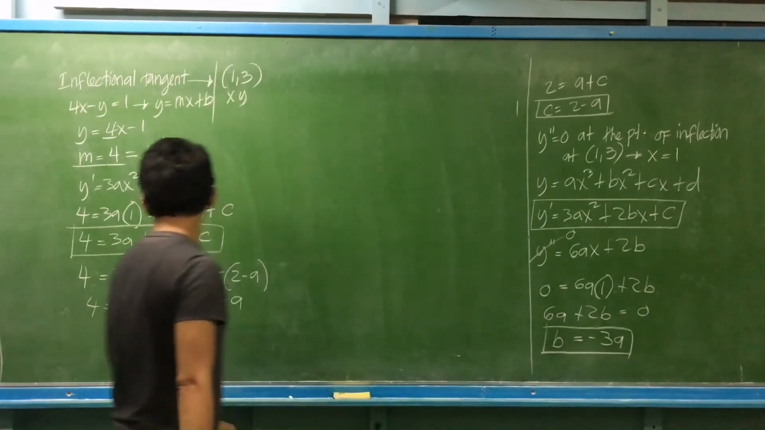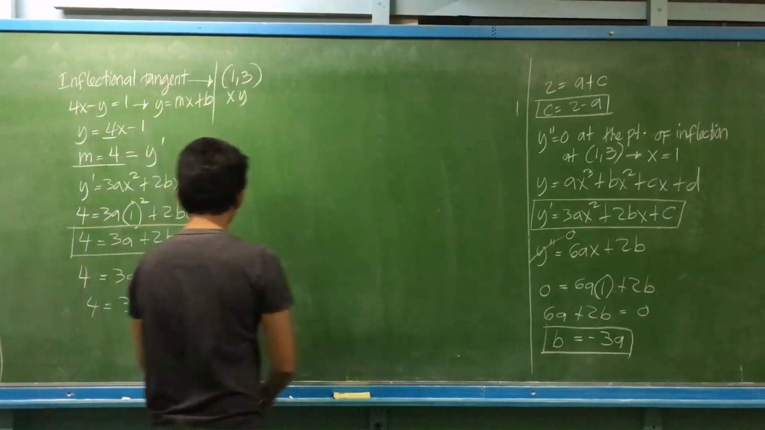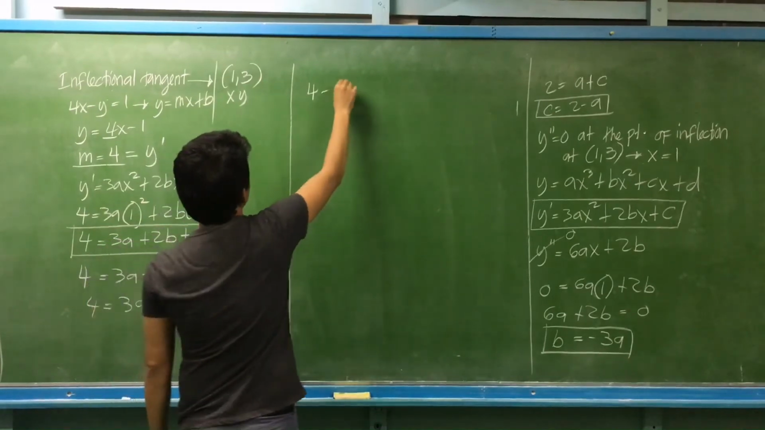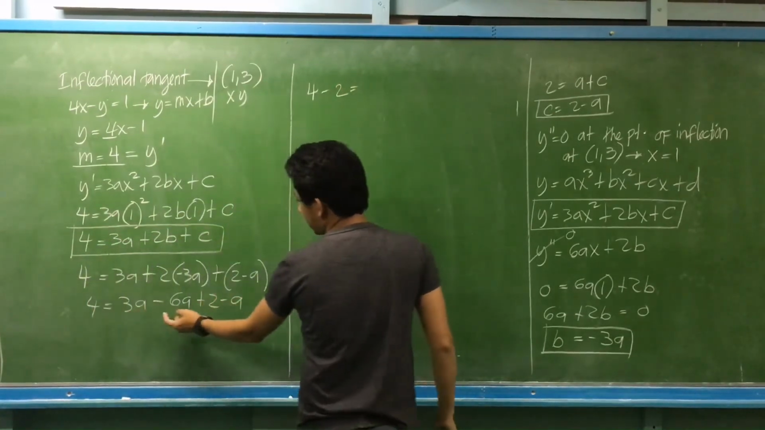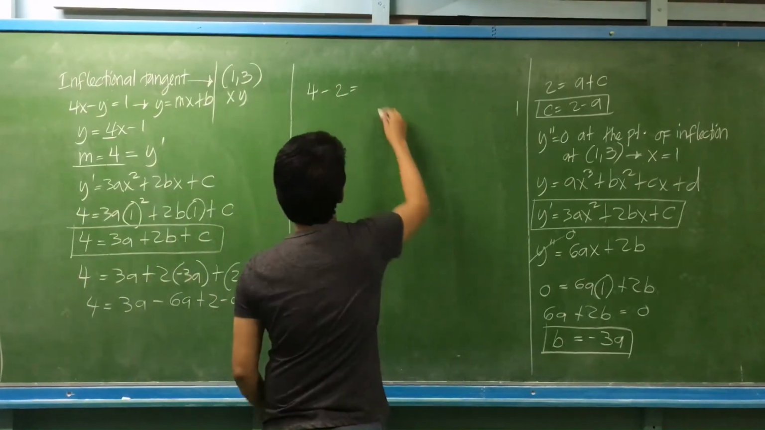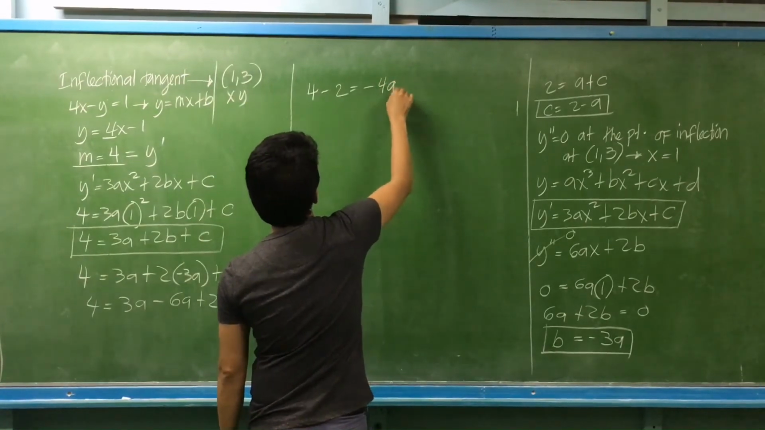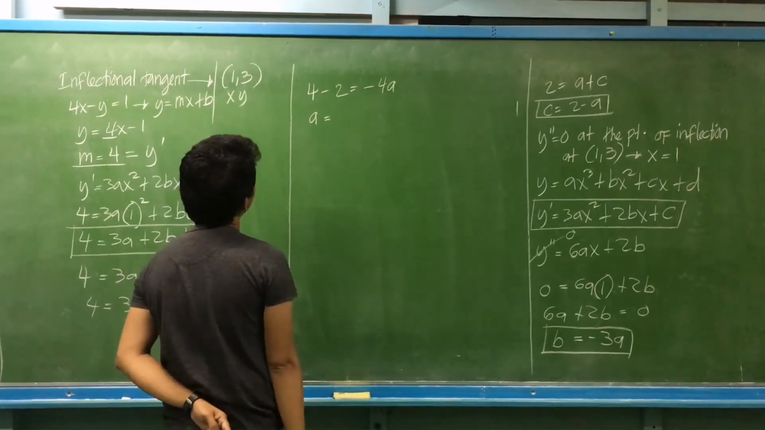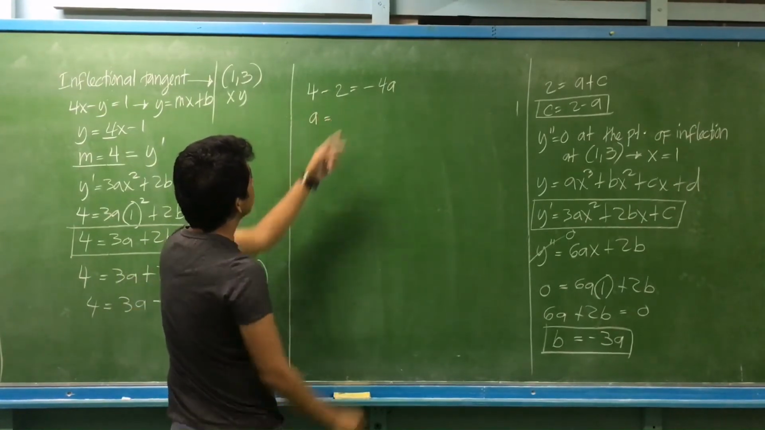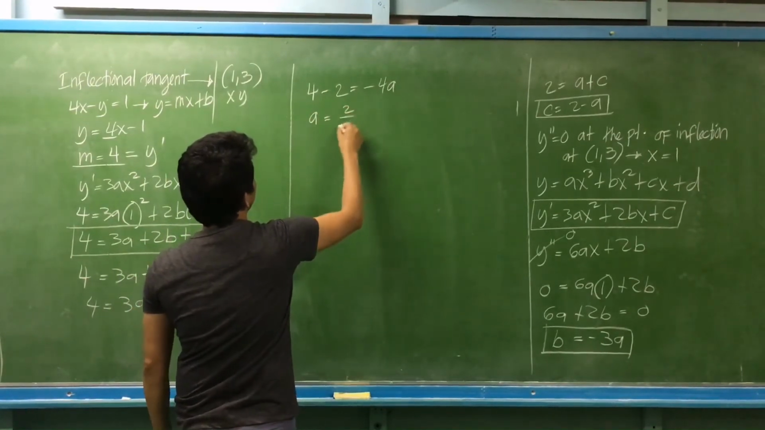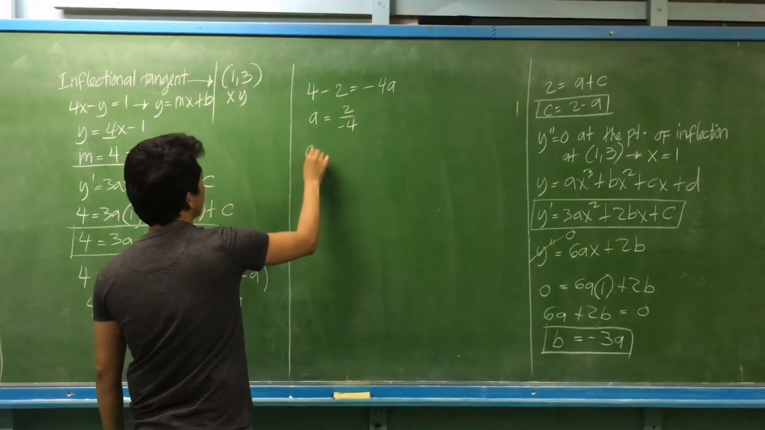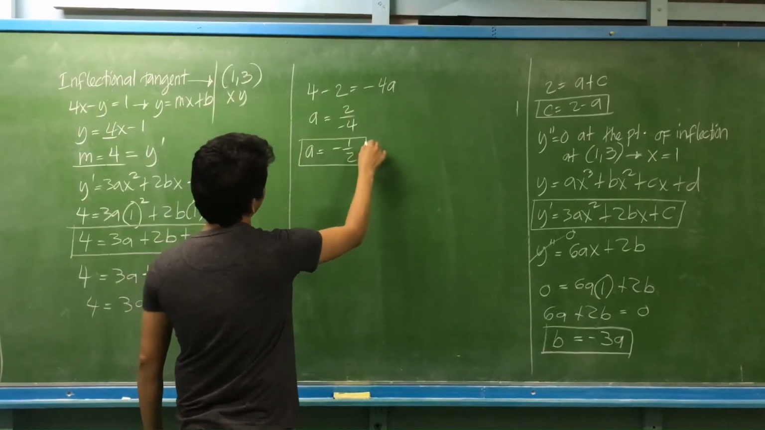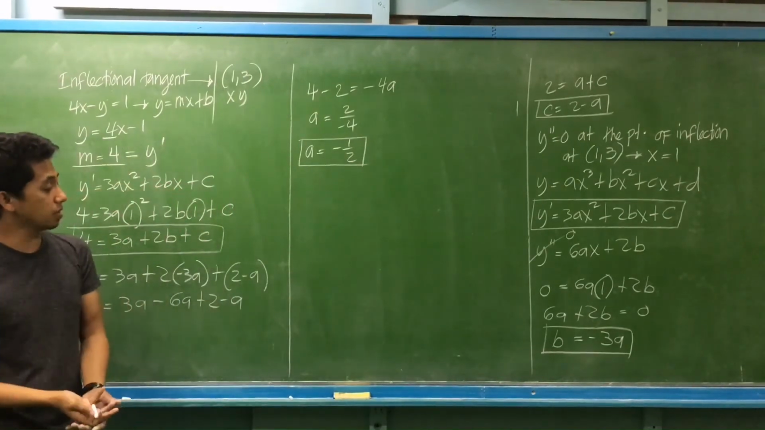So we combine similar terms. Transposing, we have 4 minus 2. Then 3a minus 6a is negative 3a, minus a is negative 4a. What will be the value of a? 4 minus 2 is 2, divided by negative 4. So the value of a will be equal to negative 1/2. That is the first one.